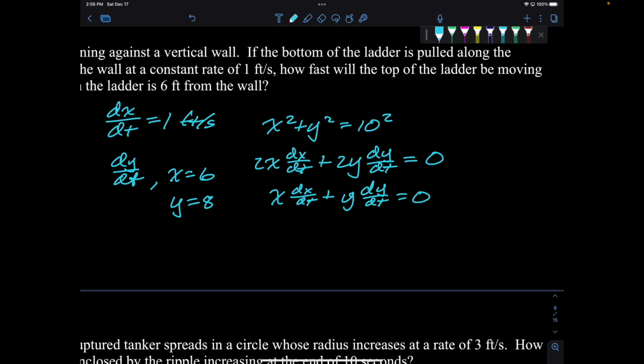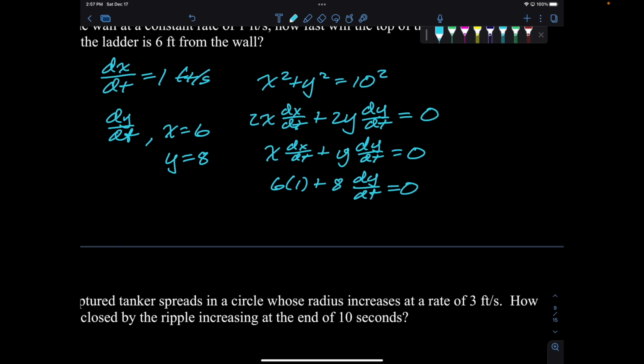And then I'm going to sub stuff in, right? So I know that x is 6, y is 8, and dx/dt is 1. So it's going to be 6 times 1 plus 8 dy/dt is 0. So that means that dy/dt is negative 6 over 8, but let's say negative 3/4. And then it'll be the same units as dx/dt, so feet per second.